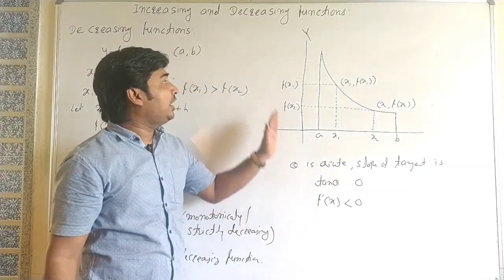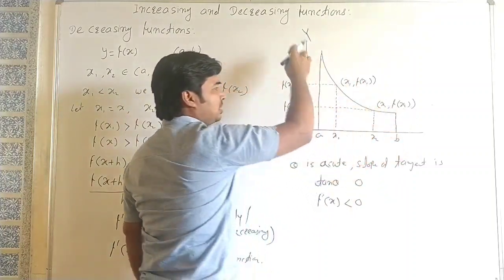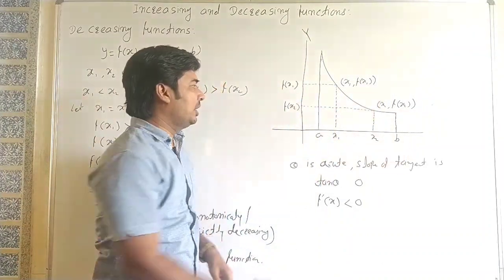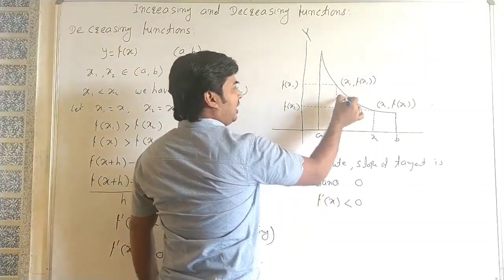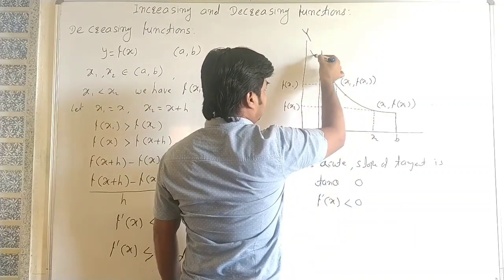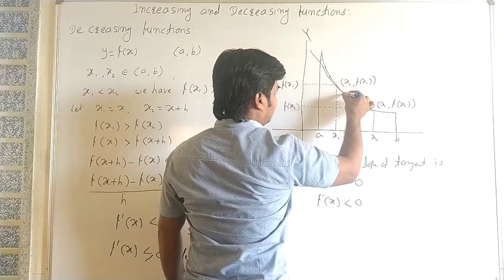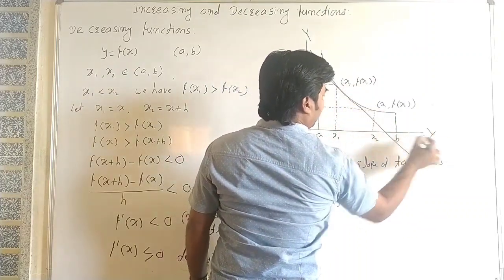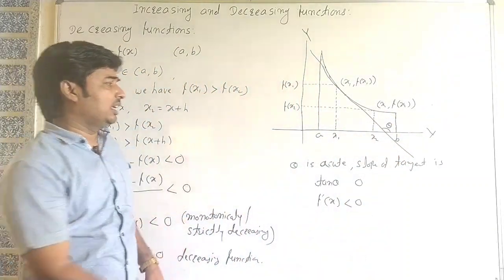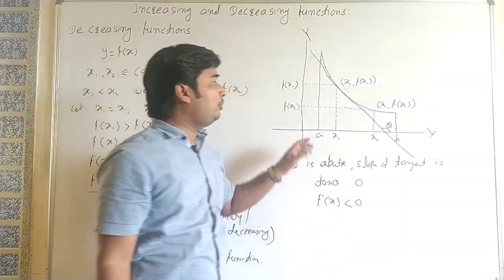Now here we can draw a tangent at every point in a and b. At any point we can draw a tangent. A function is differentiable, that means we can draw a tangent at every point in the open interval a comma b. Now we can draw any tangent, any point, here this point. That means the tangent makes angle theta with the positive direction of the x-axis, and which is obtuse.